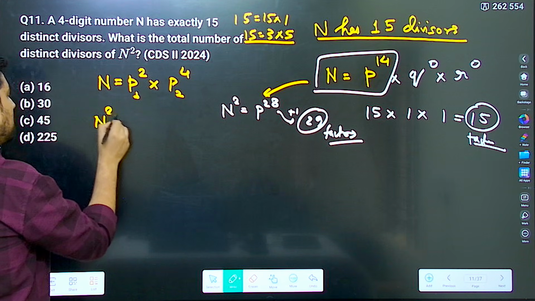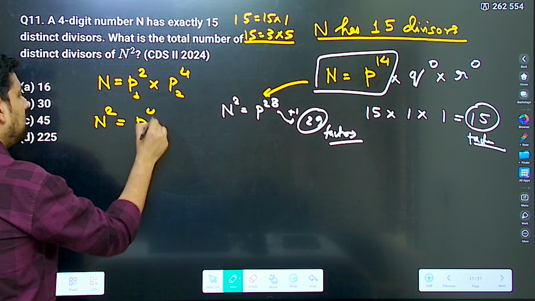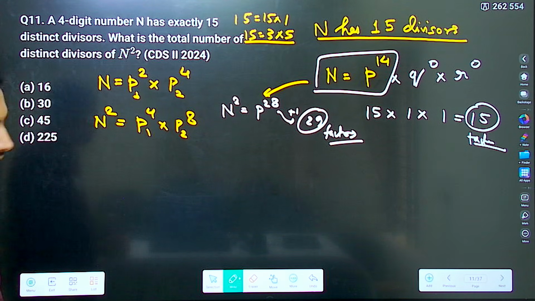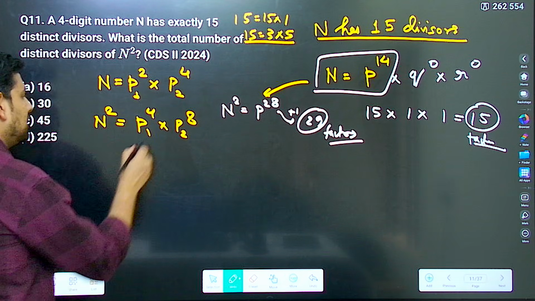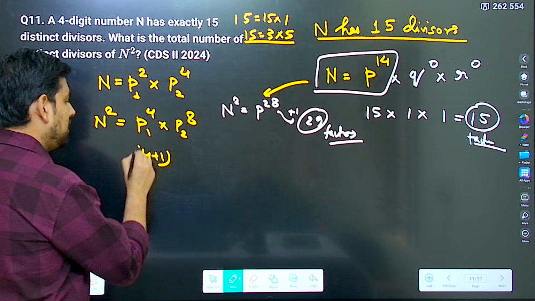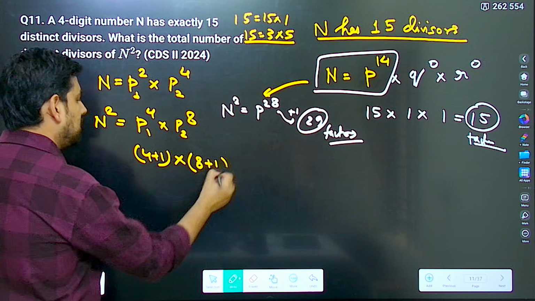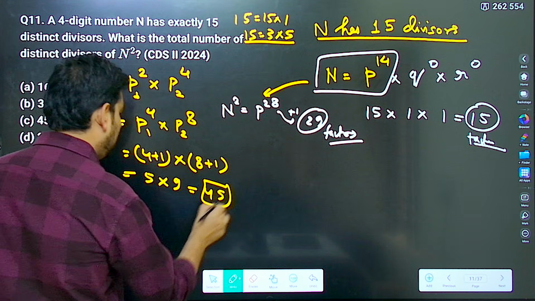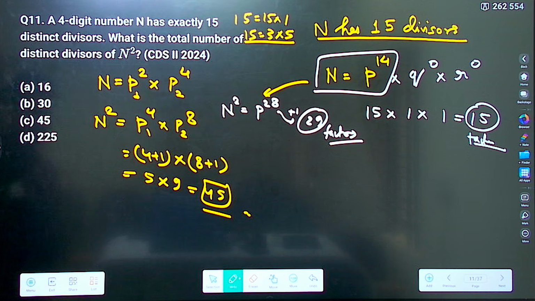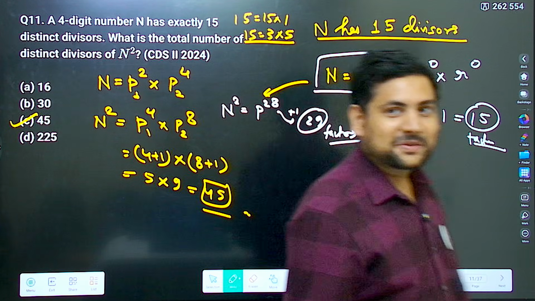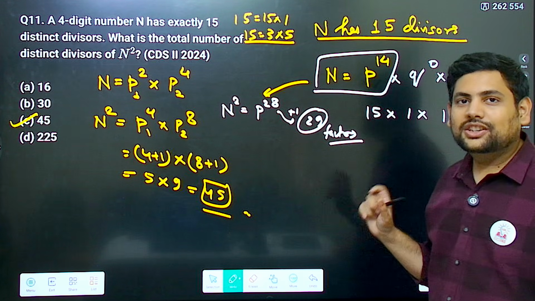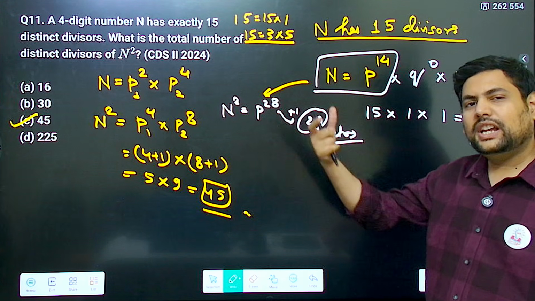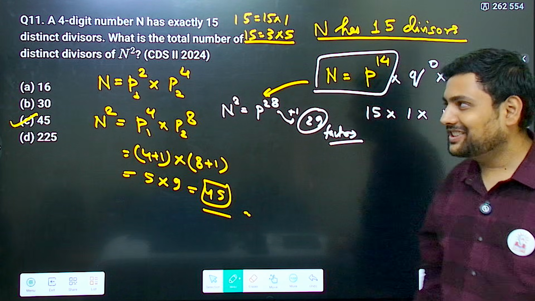So now I do n square. N square will be what? P1 power 4 into P2 power 8. These are the two things. Now, how many factors? 4 plus 1, 5 into 8 plus 1, 9. So what you got? 5 into 9, that is 45. C becomes the answer. Very good question. You understood how you have to break it down. Once you have this concept in mind, now you can break down anything. Just have the confidence.